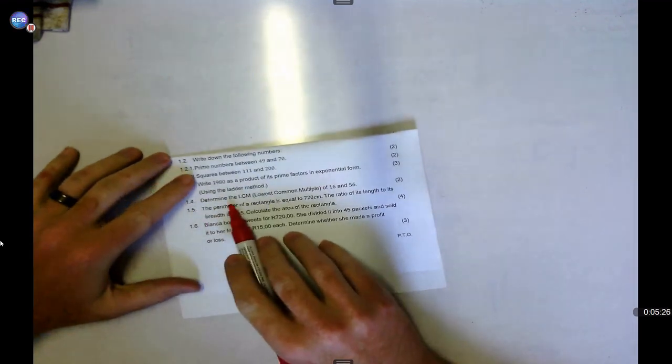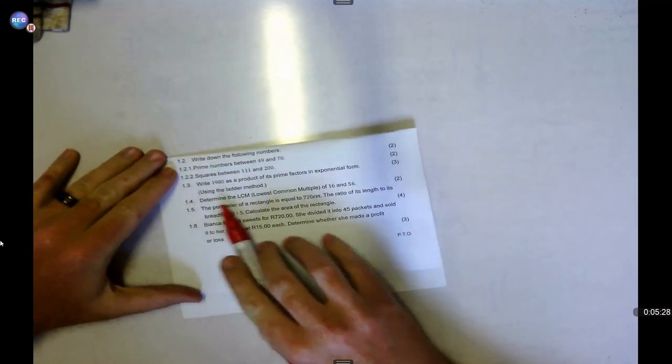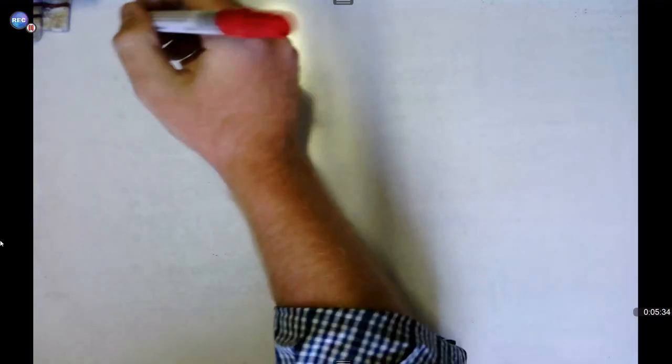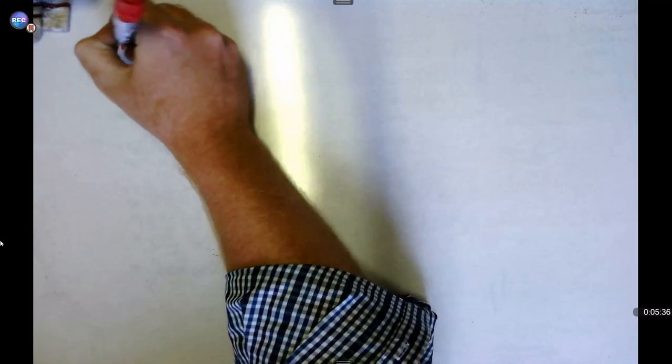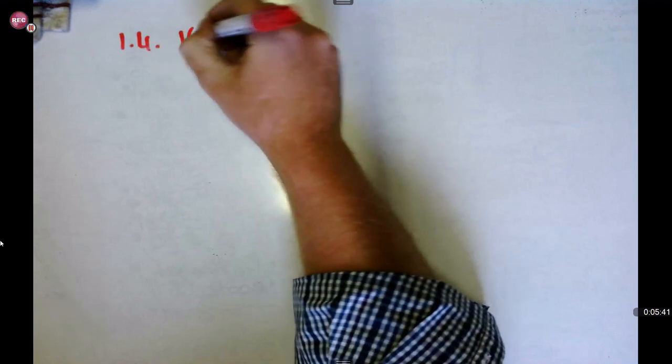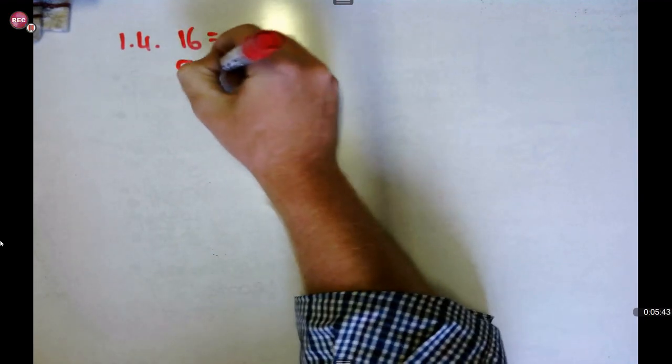So our next question in this regard says to us, determine, this will be question 1.4, it says determine the LCM for 16 and 56. So to determine the LCM for 16 and 56, we need to do the following. So this question is 1.4. We will say 16 equals, 56 equals.